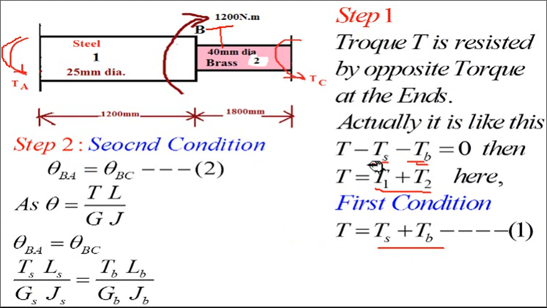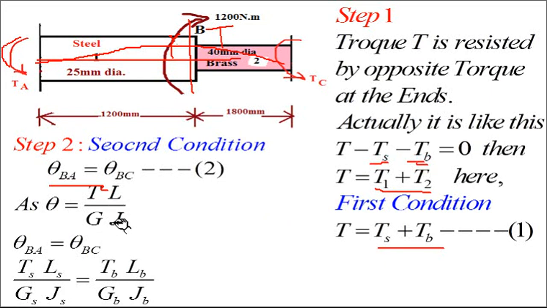This is the first condition: total torque T, 1200, is equal to TA plus TC, or TS plus TB. S and B stand for steel and brass material. Now the second condition: theta BA must be equal to theta BC. At the middle there will be an axis, and due to this rotation there will be a slope. You have to notice this slope at the center. At this point, what is the slope with the axis? That slope you have to calculate, that is theta BA, theta BC. One is clockwise and one is anti-clockwise, that's why they are equated.